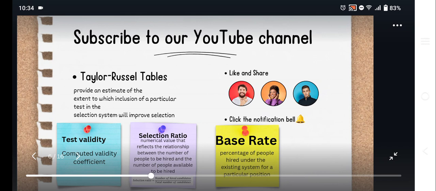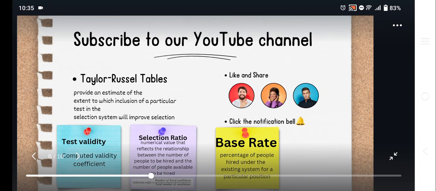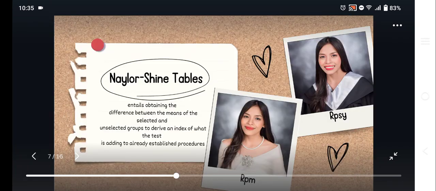Second, the potential difficulty of identifying a criterion score that separates successful from unsuccessful employees. Okay? Let's proceed na sa ating Naylor-Shine tables. Okay, ano nga po ba ito?